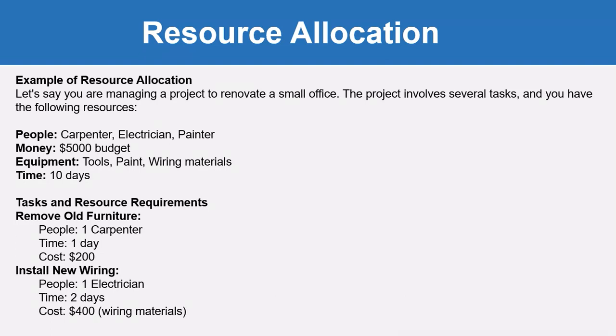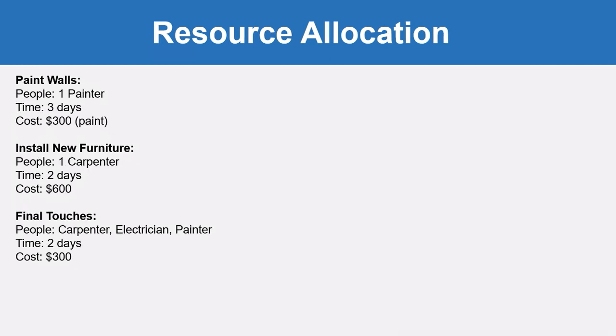Then the tasks and resource requirements. Remove old furniture: one carpenter, time 1 day and cost $200. Then the next one is install new wiring: one electrician, time is 2 days and cost is $400 for wiring material. Next is painting the walls: one painter, time is 3 days and cost $300 for paint. Install new furniture: carpenter is available, 2 days time and $600 is the cost. Final touches: carpenter, electrician, painter are available, 2 days is available and cost is $300.